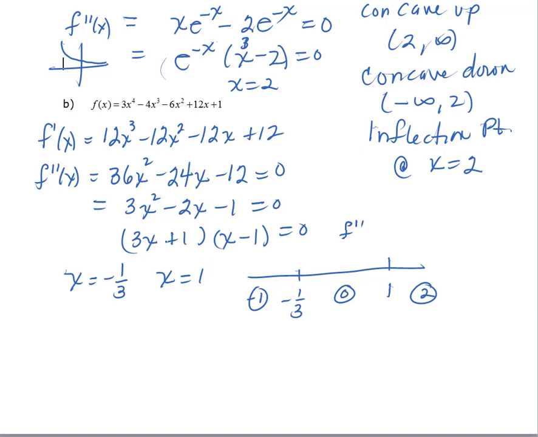Now I'm plugging in these test values into the second derivative, which is right here, 3x plus 1 times x minus 1. When I plug in negative 1, this is going to be negative 3 plus 1. This is going to be negative, and this is going to be negative. So I would have a positive here. When I plug in 0, this is going to be positive, this is going to be negative, so I've got negative in here. When I plug in 2, this is going to be positive, this is also going to be positive, so the second derivative would be positive here.